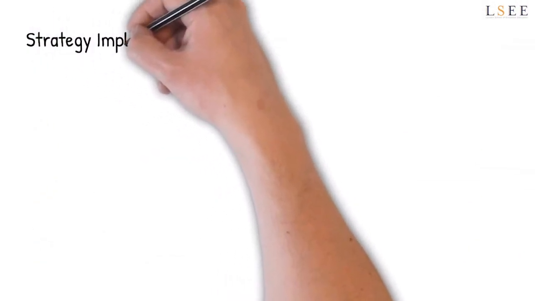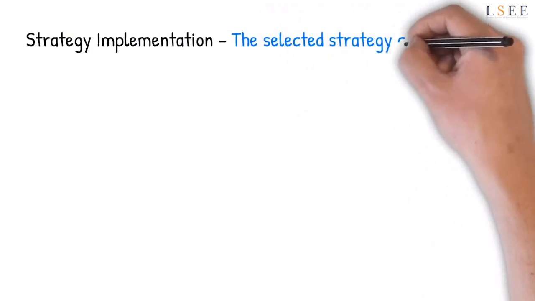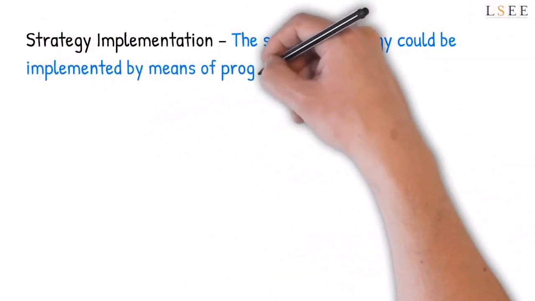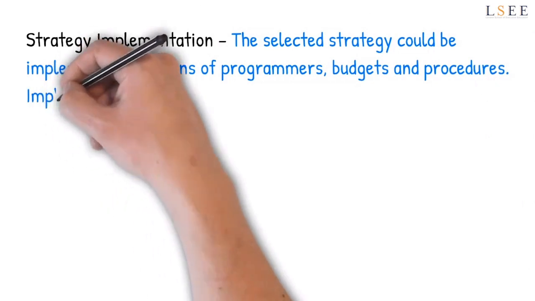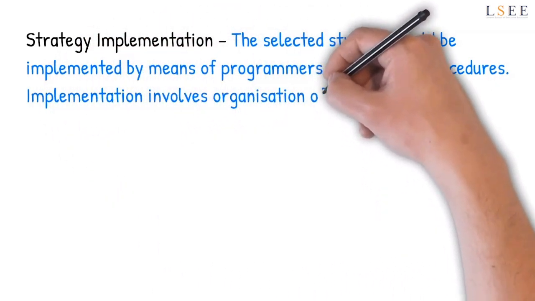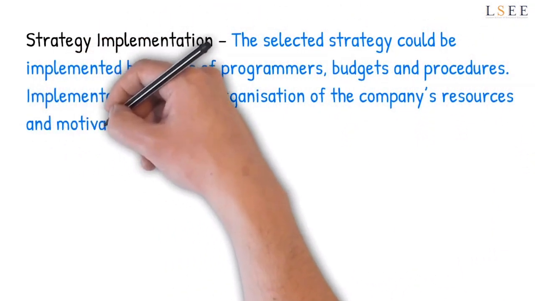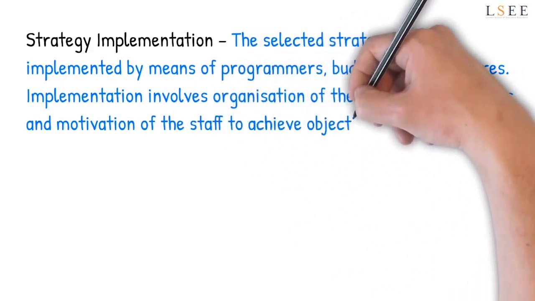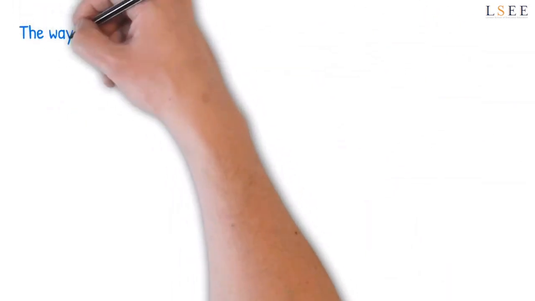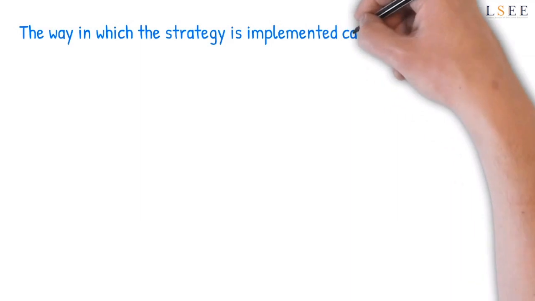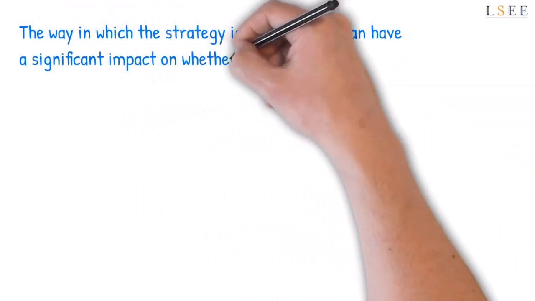Strategy implementation. The selected strategy could be implemented by means of programs, budgets, and procedures. Implementation involves organization of the company's resources and motivation of the staff to achieve objectives. The way in which the strategy is implemented can have a significant impact on whether it will be successful.